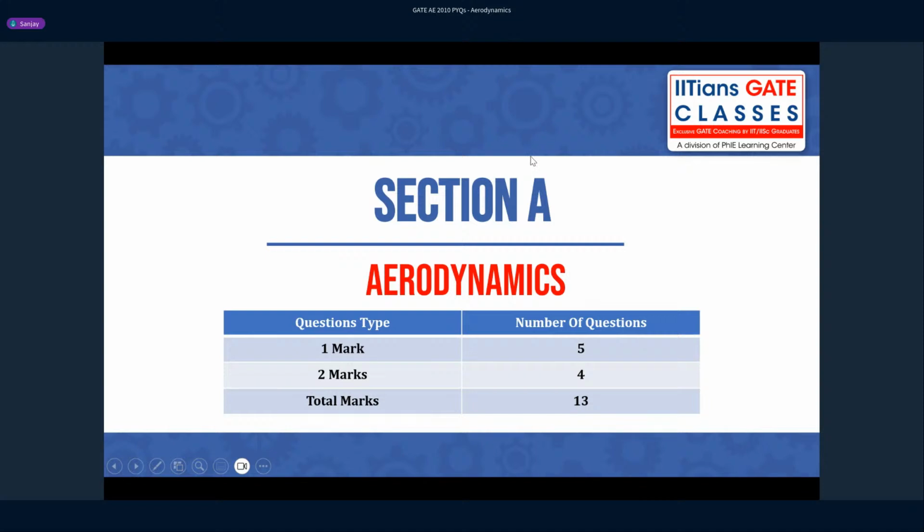If you see the GATE 2010 question paper, you will find that there were 5 questions of 1 mark from aerodynamics and 4 questions of 2 marks, right? So total marks for aerodynamics was around 13. I had told you this yesterday also that typically in any question paper, you can find around 10 to 15 marks of questions from aerodynamics. Okay, so it has a considerable weightage, right?